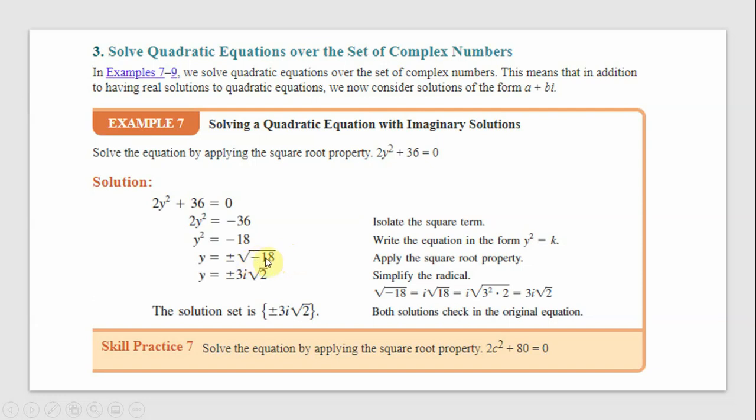That's -1 times 18. So I take out the -1 as an i, the square root of -1. I'll leave that alone. This is 3 times 6, 3 times 2 times 3. So I can take out the 3 squared as a 3, and then I'm just left with the square root of 2. So that's just a simplified radical. And there's our solution set. Plus or minus 3i, which is plus 3i times the square root of 2, minus 3i times the square root of 2.